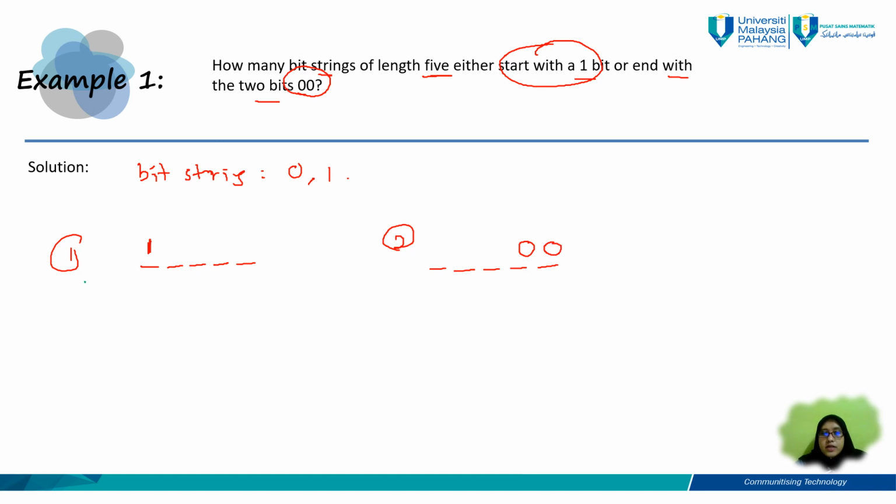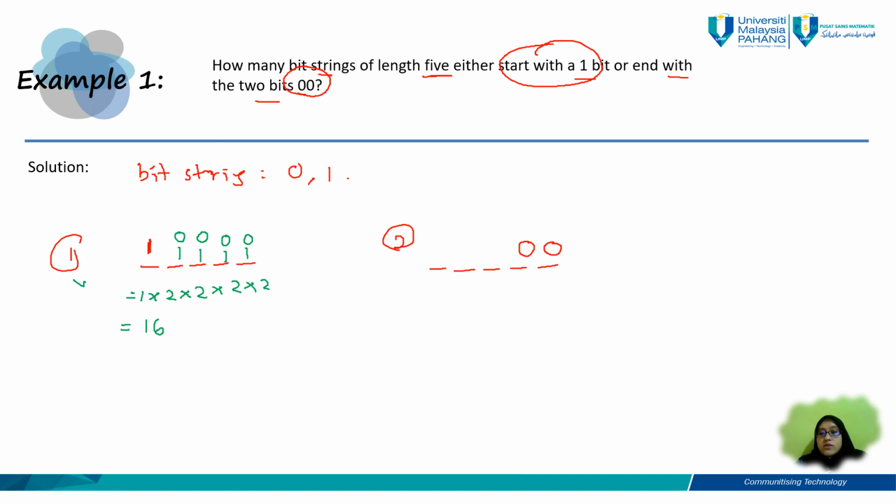Okay, for the first one, since the first place must be 1, the second place can be 0 or 1. Since repetition is allowed, the third place can also be 0 or 1. The fourth place, 0 or 1. The fifth place also 0 or 1. So in total you will have 1 times 2 times 2 times 2 times 2, which gives 16. So this is for the first one.